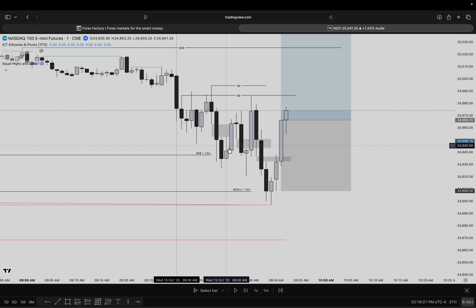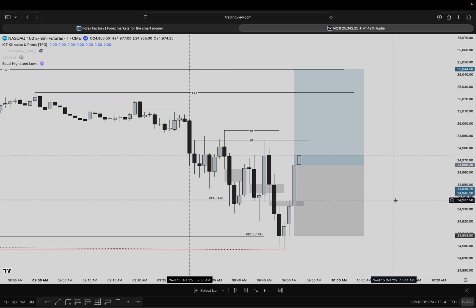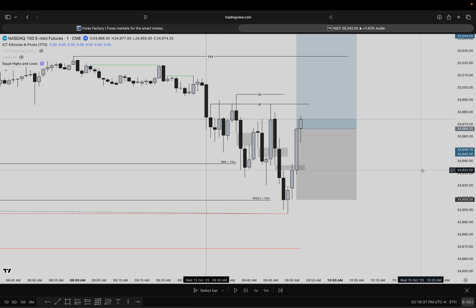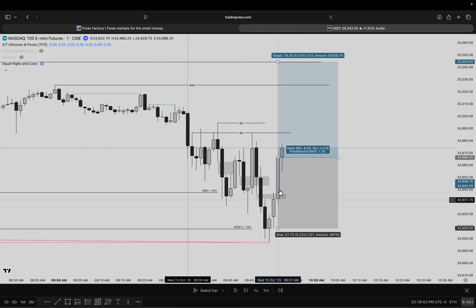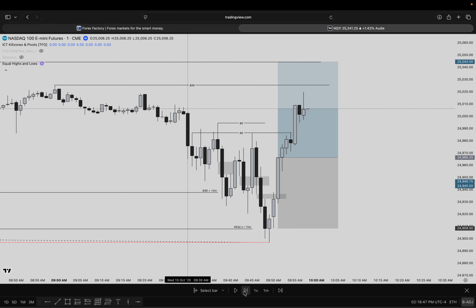This one didn't have as much delivery as this one, but this one had a better narrative because we took the steel out right there. And this one we could have just waited for this to get hit. So they both have their pros and their cons, but this one, everything aligned. We have the sweep, we have the SMT, and we have the best delivery. So this really sucks. Wanted to take it so bad.